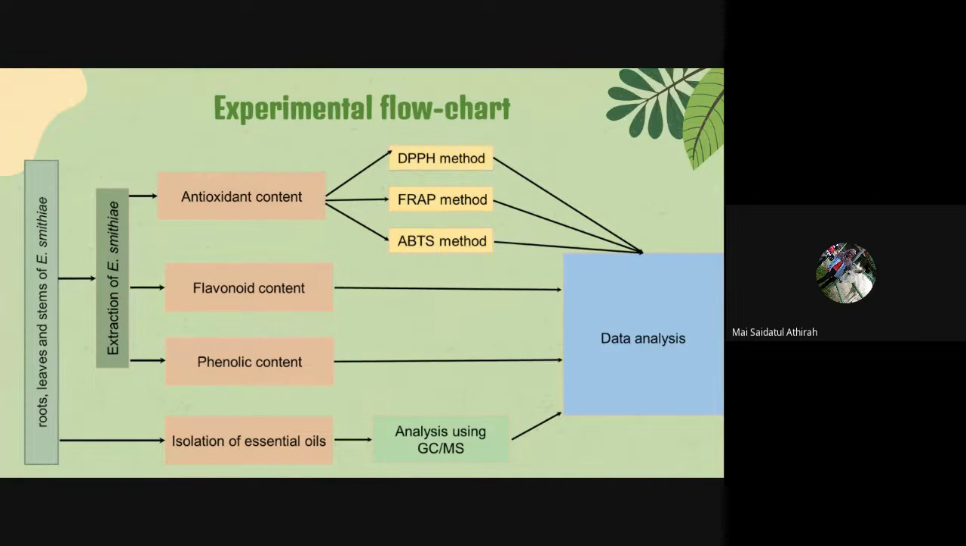Basically, there will be 2 experiments conducted. For the first experiment, the root, leaf, and stem of E. smithii will be extracted by using 3 different organic solvents, which are methanol, ethanol, and dichloromethane. Then the extract will be determined for its antioxidant content by using the DPPH method, FRAP method, and ABTS method. The extract also will be determined for its flavonoid content and phenolic content. For the second experiment, the root, leaf, and stem of E. smithii will be hydrolyzed to get the essential oil. Then the essential oil will be analyzed by using GCMS.